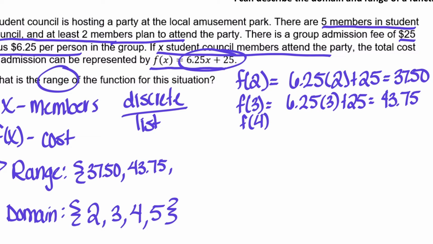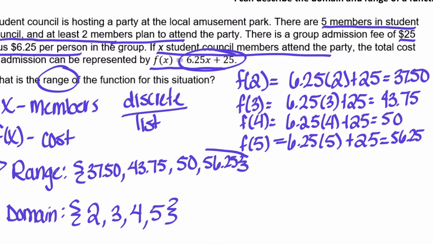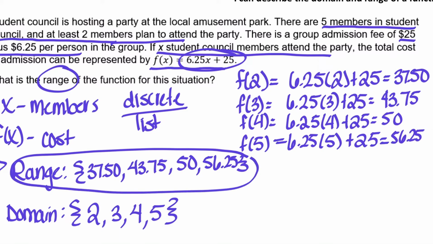f of 4 is going to be $6.25 times 4 plus 25. So when you do that in your calculator, you should get 50. And then we have f of 5, which is $6.25 times 5 plus 25. And when you do that, you should get $56.25. So all of these values are the numbers in the range of this function.